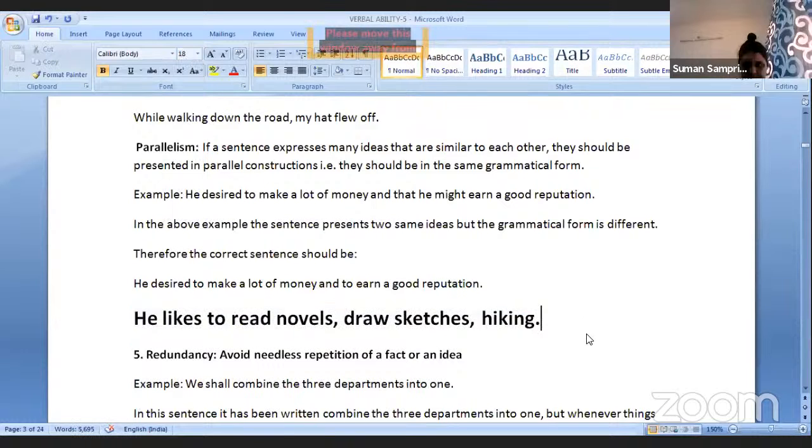Now, Akansha has given me the answer, and hiking. Okay, should I use an "and" over there? Deepika has given me "and hiking." Rinmoy has also now changed his answer, saying "and." Sarfaraz is saying "hiking." Sunita has almost given a very perfect answer: he likes reading novels, drawing sketches, and hiking. Correct. Not only drawing, or we need to change all?